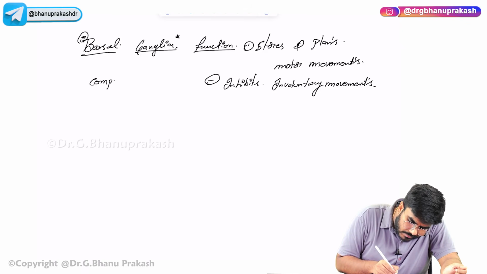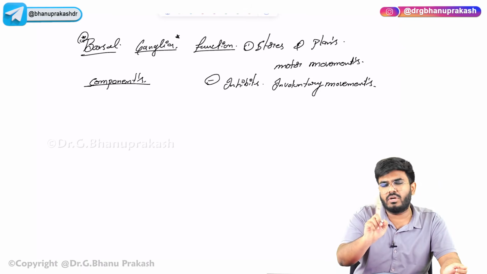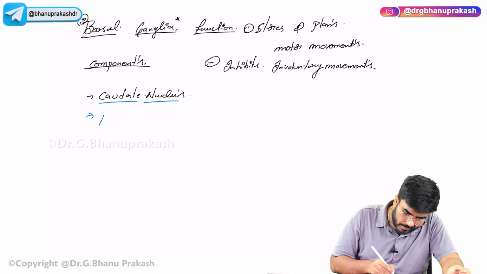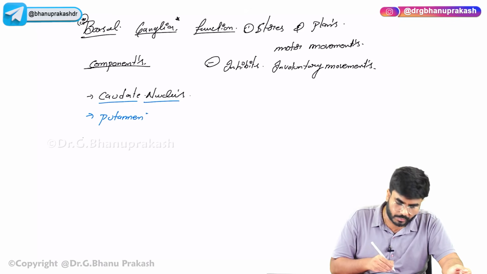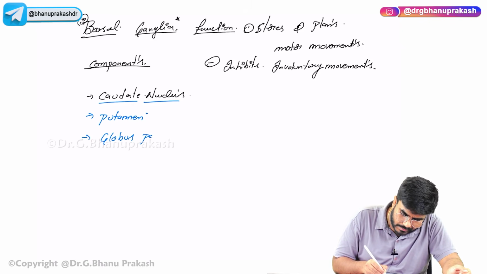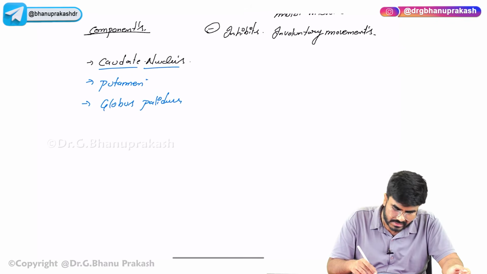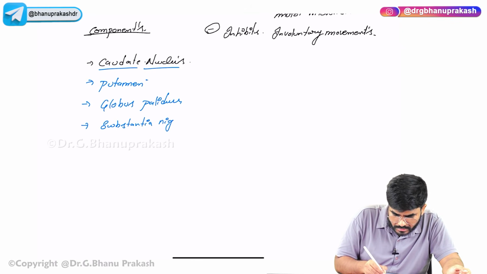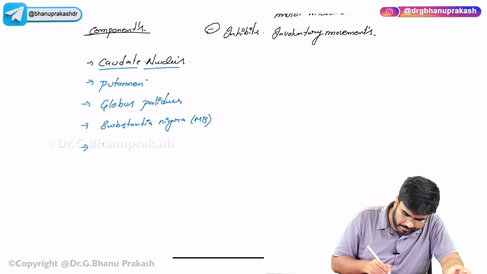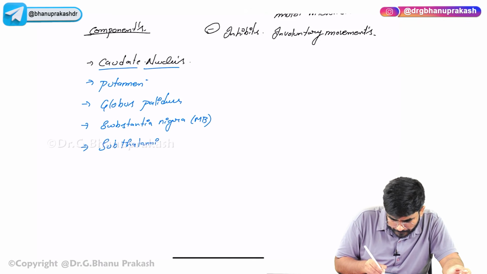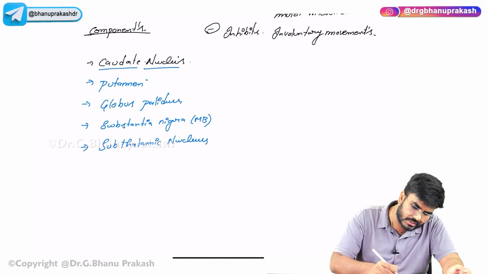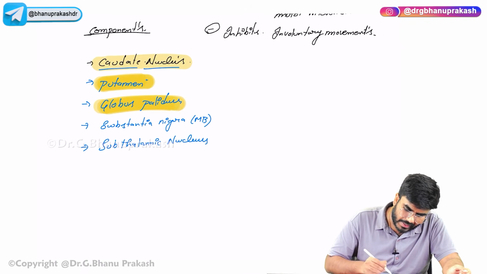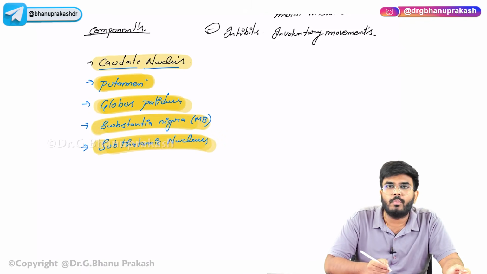So basal ganglia is not one structure, there are 5 different components. What are the components of basal ganglia? Components include caudate nucleus, putamen, globus pallidus, which includes globus pallidus externus and globus pallidus internus, next substantia nigra, which is present in the midbrain, and next subthalamic nucleus. So guys, there are 5 components: caudate nucleus, putamen, globus pallidus, substantia nigra and subthalamic nucleus.